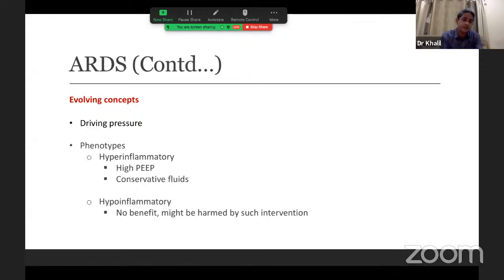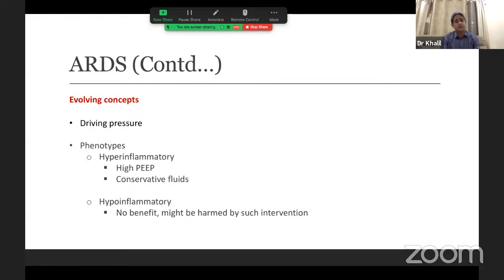It's an evolving concept. It's one of the most important topics discussed in adult critical care, but sooner or later, with more robust studies, maybe the concept of driving pressure will be discussed in pediatrics as well. So as I said, your target should be to limit the plateau pressure to less than 30. Similarly, the driving pressure should be limited to less than 15 to at best 18.